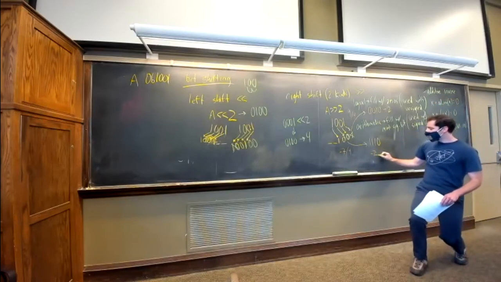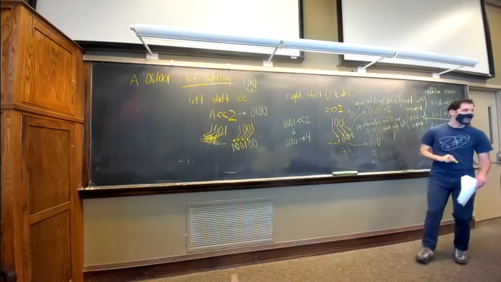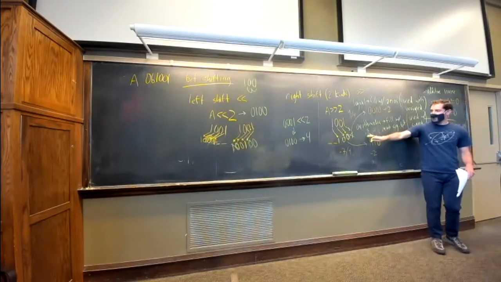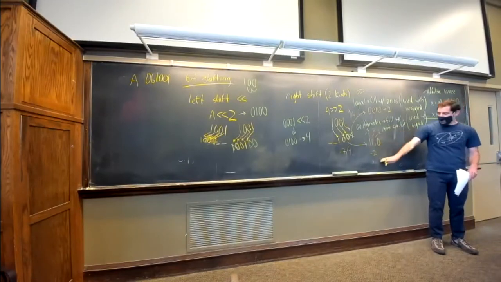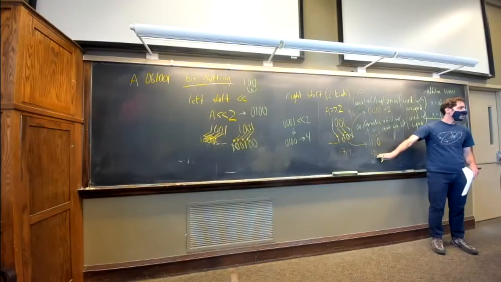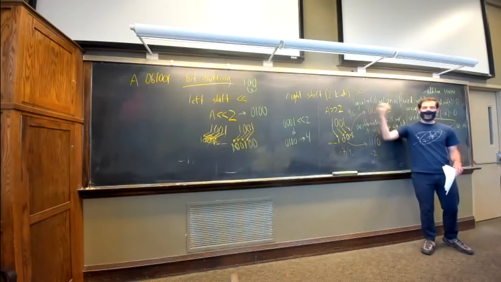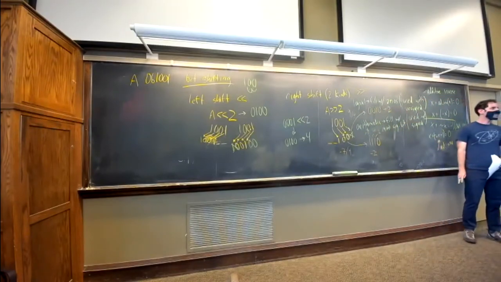Negative 2. Yeah, it is negative 2, because we have negative 8, a 4, and a 2. And does that give us negative 2? So this filling in with the sign bit is going to give us a result of the same sign. It's going to give us this property that right shifting divides by two, just like left shifting multiplies by two. What are your questions about this?